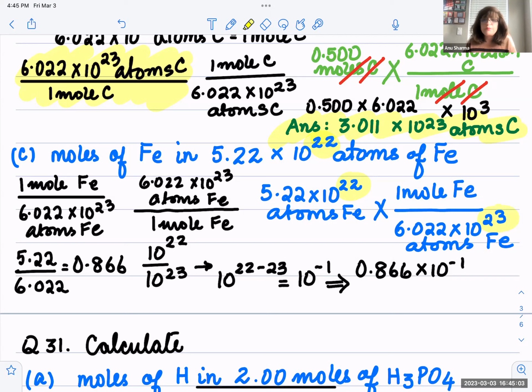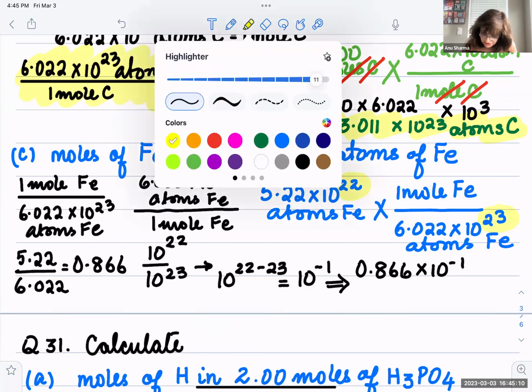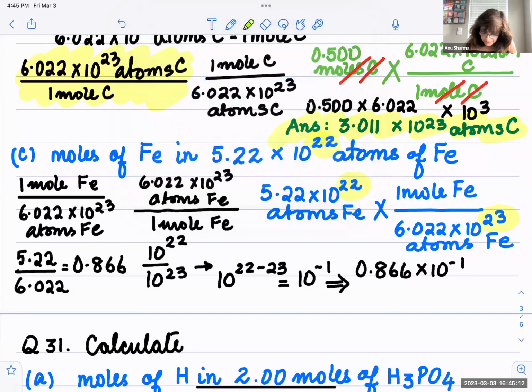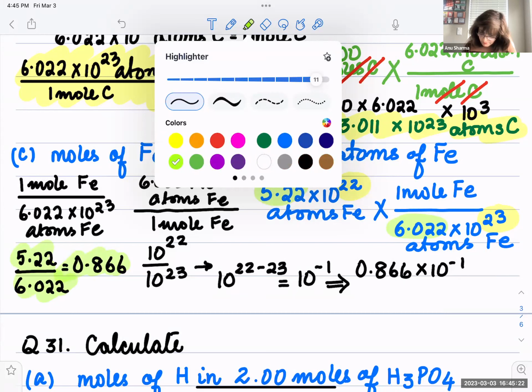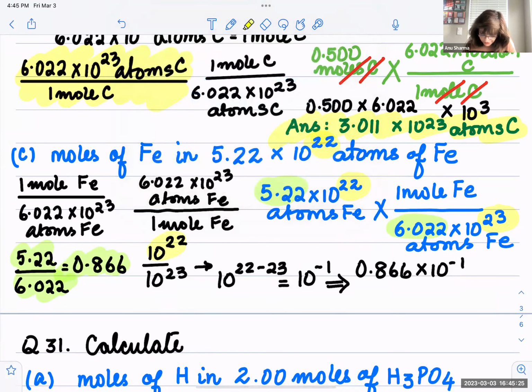Now, if you put all this in a scientific calculator, you will get the right answer. But if you're not using that, you're just doing it manually. So how do you do it? You first take the numbers, the 5.22, and divide that by 6.022. So here you get 0.866. However, you have 10 to the power 22 and 10 to the power 23 dividing. Whenever the exponents divide, they basically subtract out. So here, a big number is being subtracted from a small number, so you have a negative one.